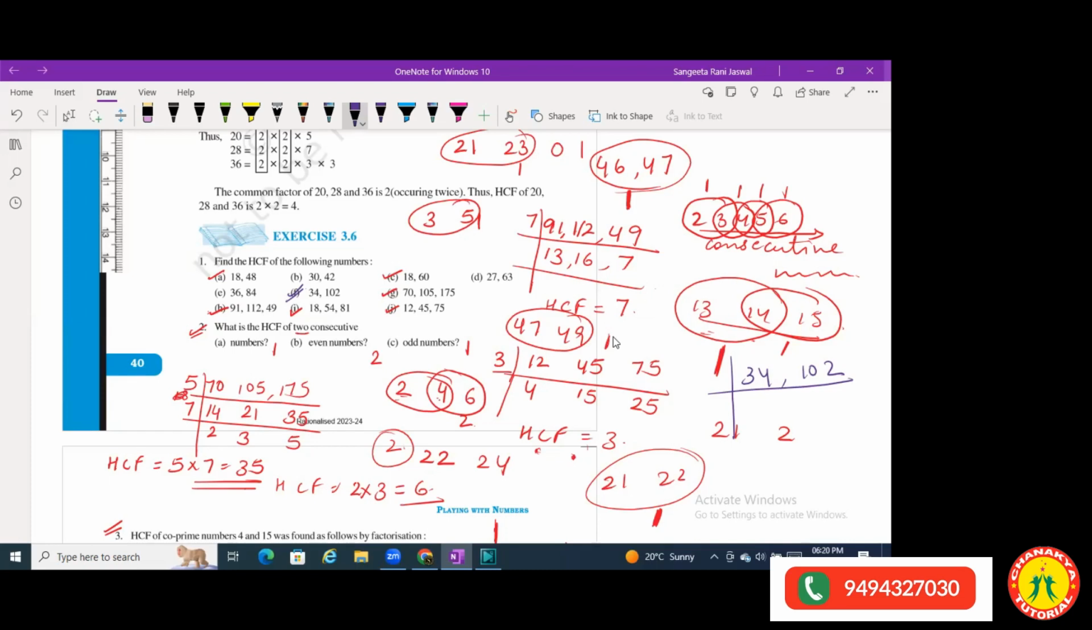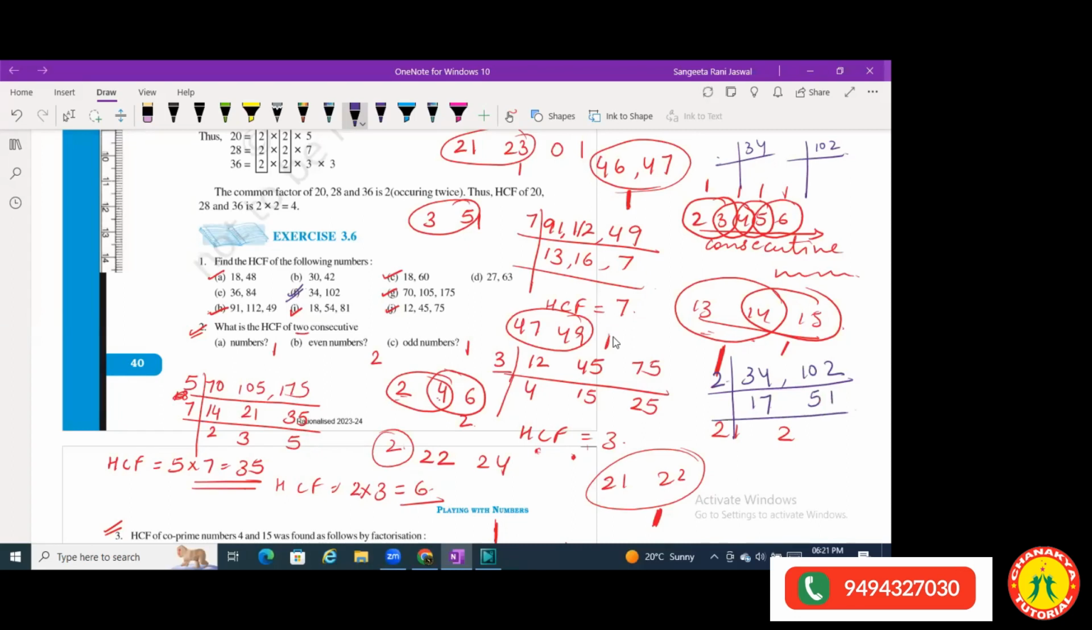Sometimes what happens, children do it like this. They take one separately, and they take the other one separately. So instead of that, if you can, you must take them together. I can see both are even numbers, and I have to find the highest common factor. So I'll start with the least number, that is 2. Both are even numbers. So I'll get 17 here. 2 multiplied by 17 gives me 34. And 2 fives are 10, 2 ones are 2. This is 51.